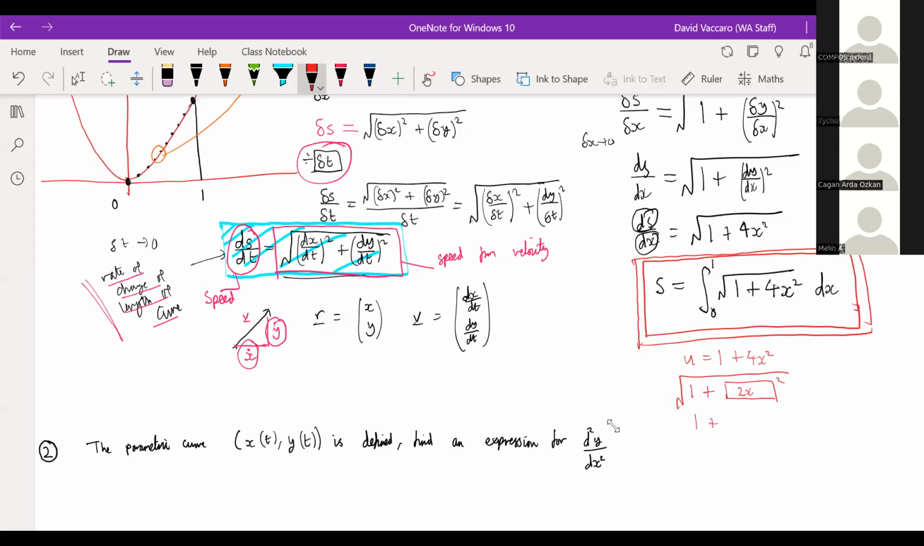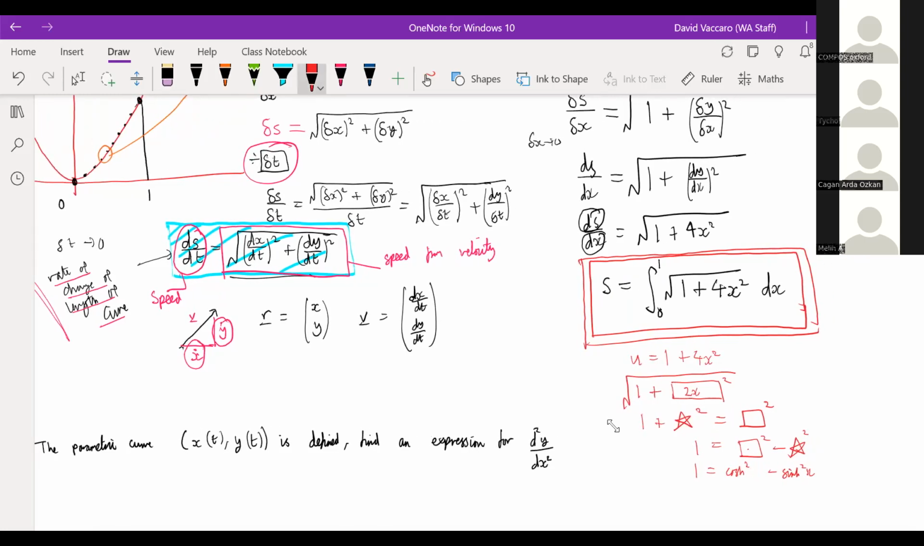Now, wouldn't it be lovely if 1 plus 2x squared was something else squared? For that to be true, we want 1 to be something squared minus something else squared. Do I know any identities like that? Well, I saw one earlier: cosh squared x minus sinh squared x is equal to 1. So if my star here, my 2x, was sinh squared u, I would be in a much better position.